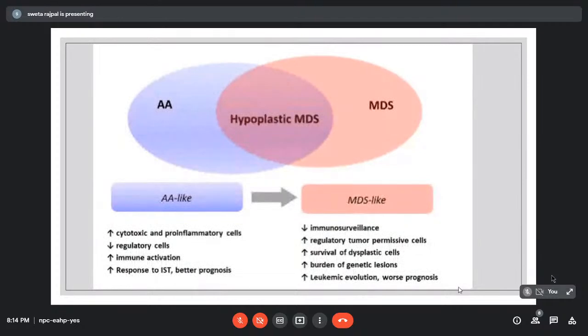So this is the figure to show that hypoplastic MDS has features of both aplastic anemia and MDS, and there is a clear distinction of an aplastic anemia-like phenotype and another, MDS-like phenotype. And we know that this aplastic anemia-like can evolve to MDS-like if they have genetic mutations of an MDS.